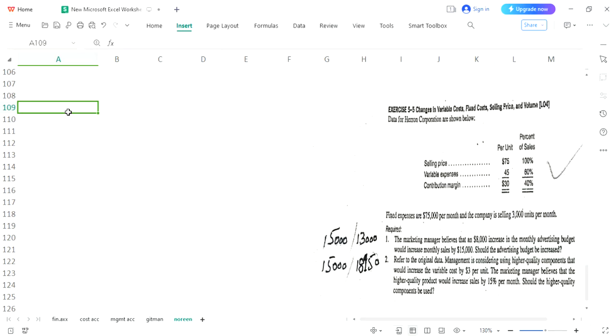Hey guys, hopefully everyone is doing well. Today's target is to solve exercise 5.5.